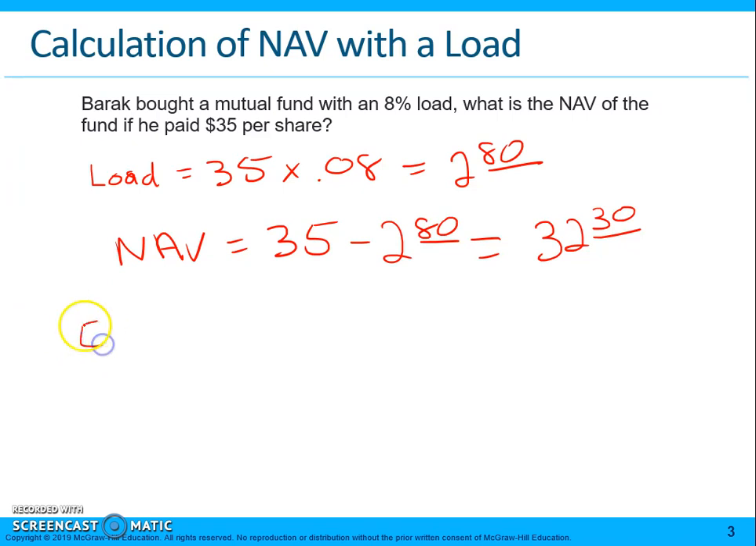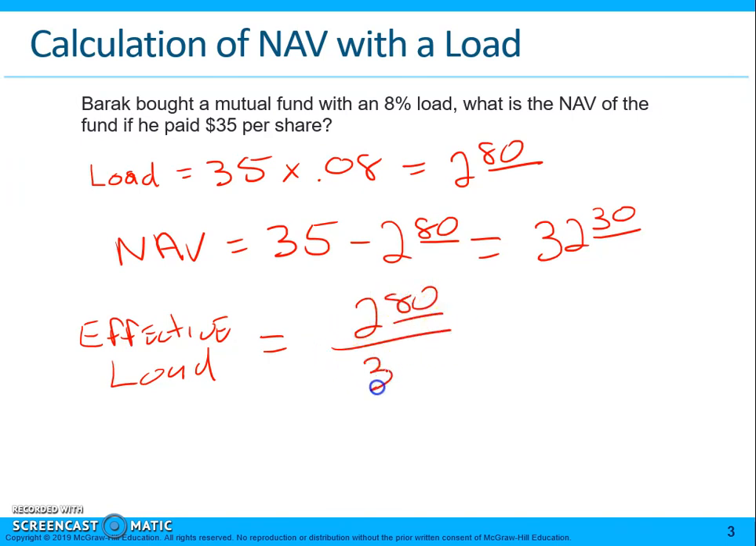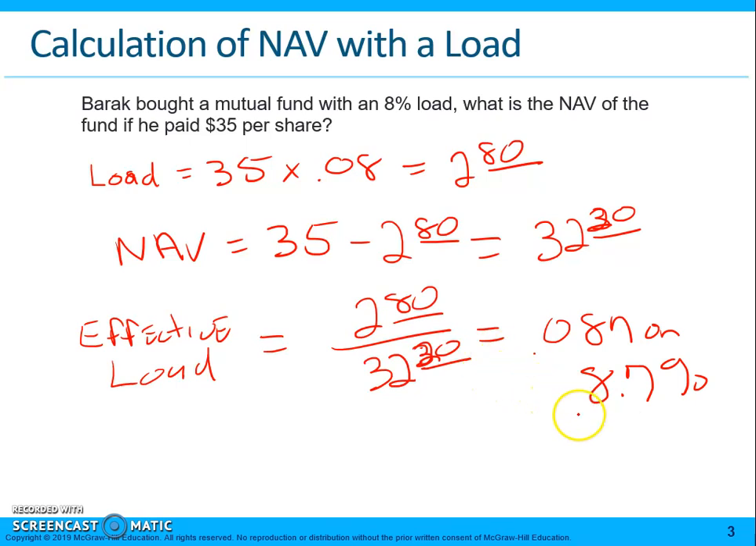So effective load is simply the 280 divided by the net asset value. Sorry, that's 30. I wrote 3220. The 280 divided by 3220, so that's 0.087 or 8.7%. So the effective load is 8.7% when the stated load is only 8%.